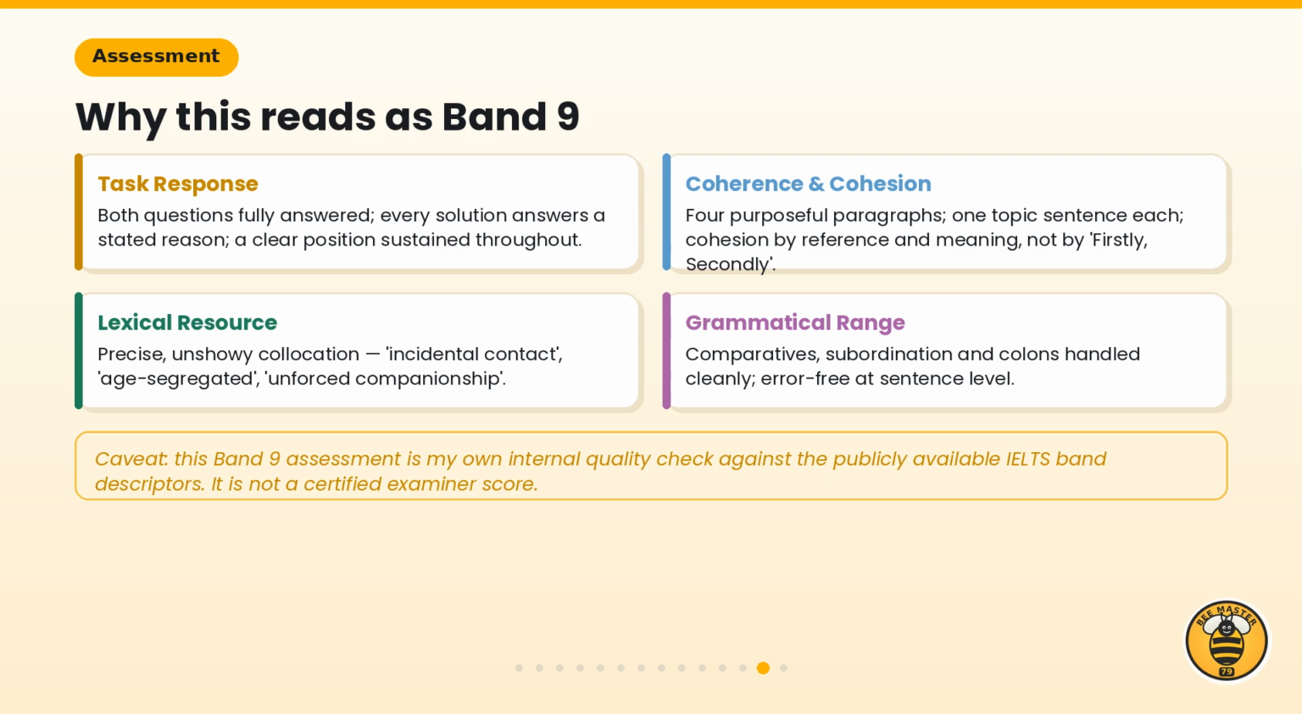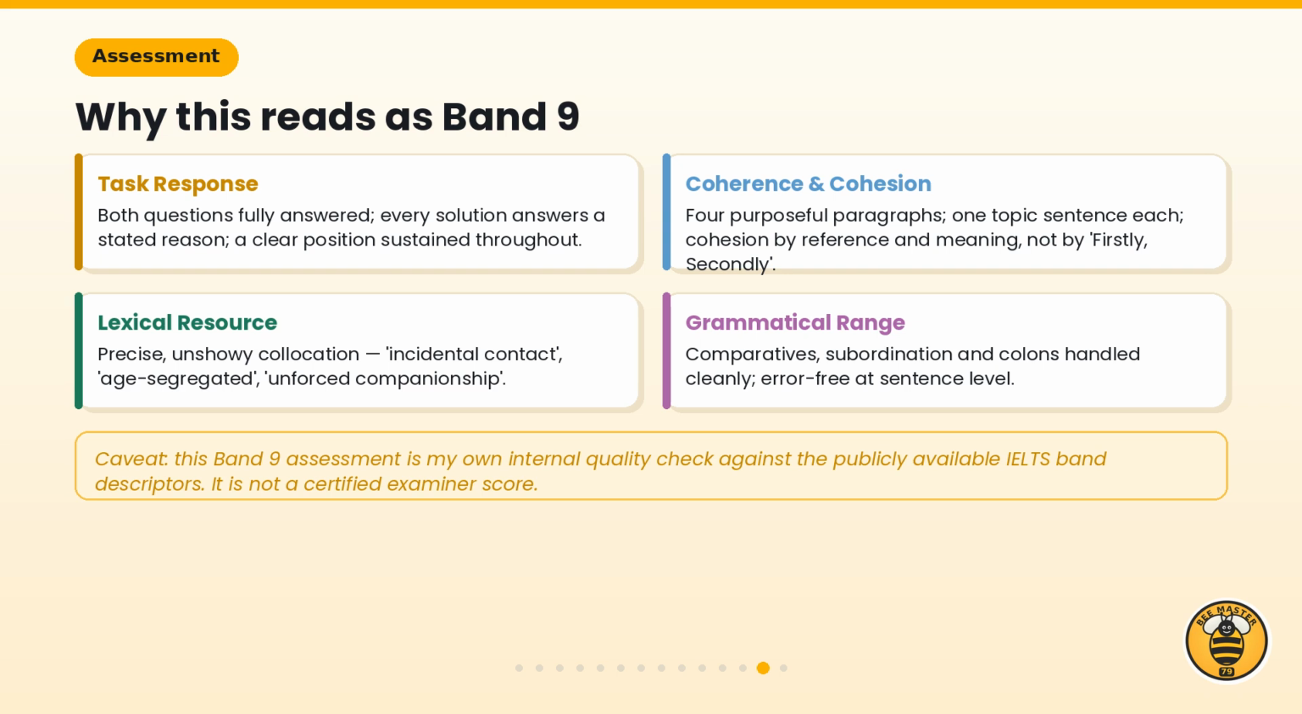So why does this read as band 9? Task response. Both questions are fully answered. Every solution answers a stated reason, and one position runs through the whole essay. Coherence and cohesion. 4 purposeful paragraphs, 1 topic sentence each held together by meaning rather than signposts. Lexical resource: precise, unshowy collocation. Grammatical range: comparatives, subordination, and colons handled cleanly.